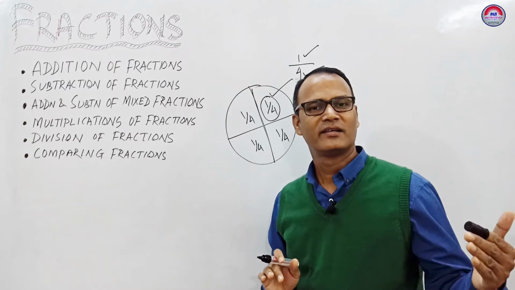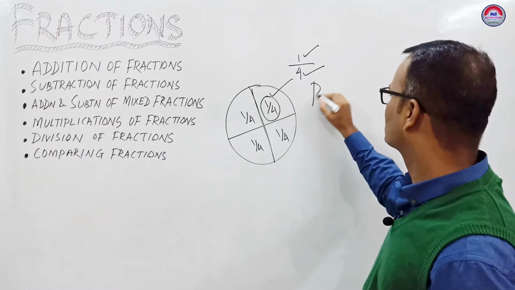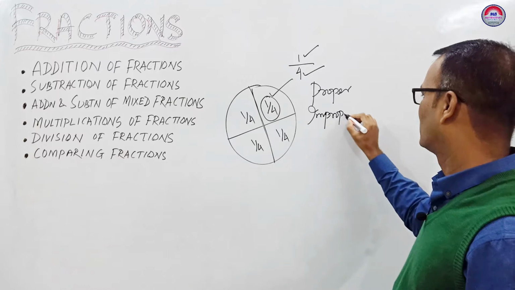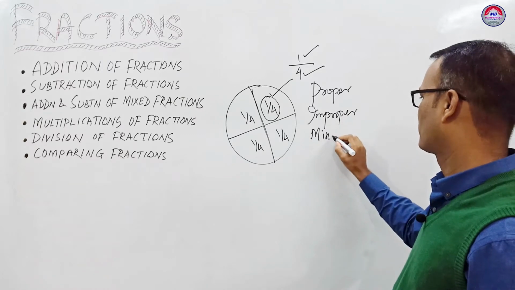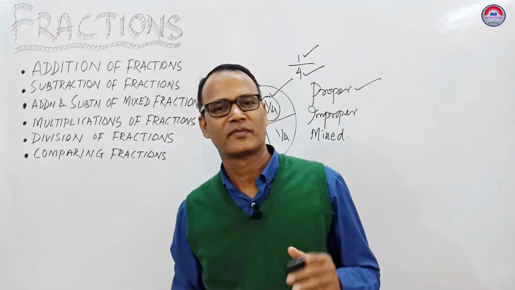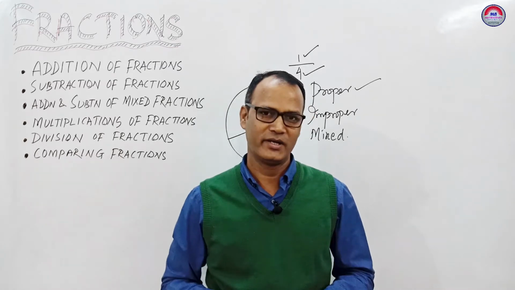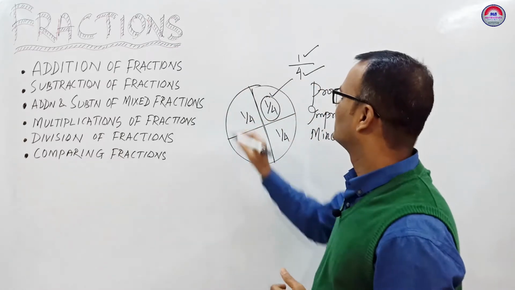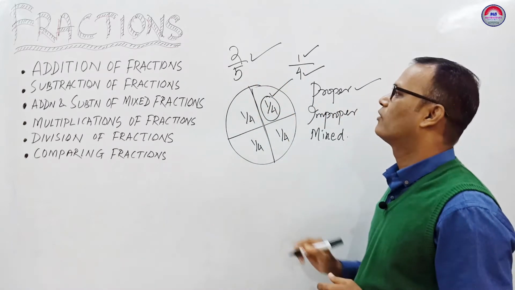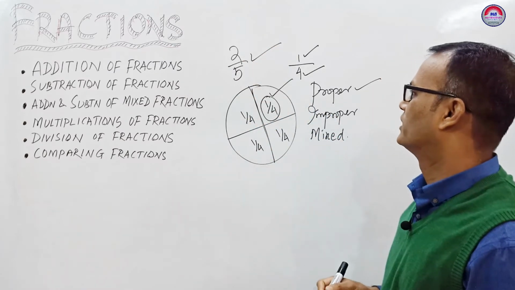Fractions are divided into 3 groups. First one is proper fraction, second improper, and third mixed. Proper fraction is the fraction in which the numerator is smaller than the denominator. So this is an example of a proper fraction. Here the numerator is smaller than the denominator.